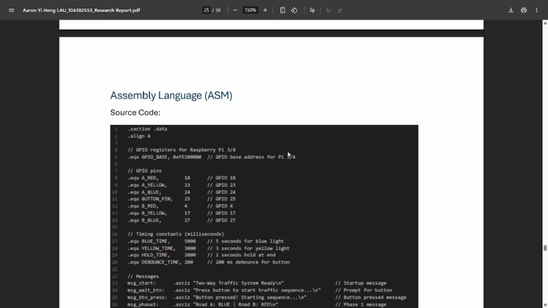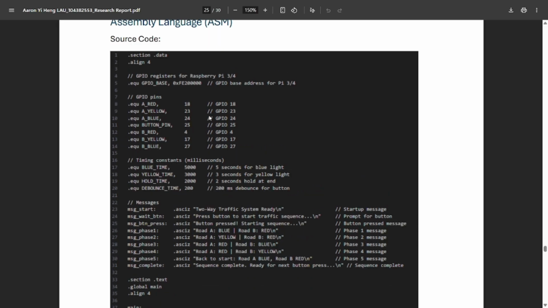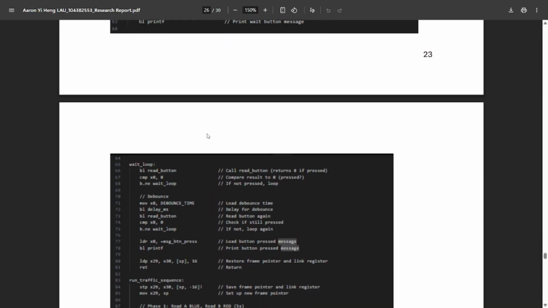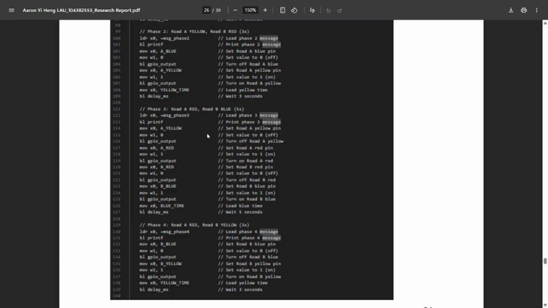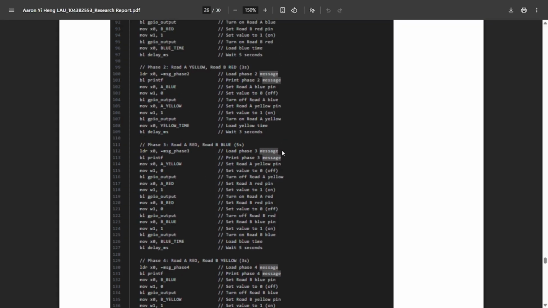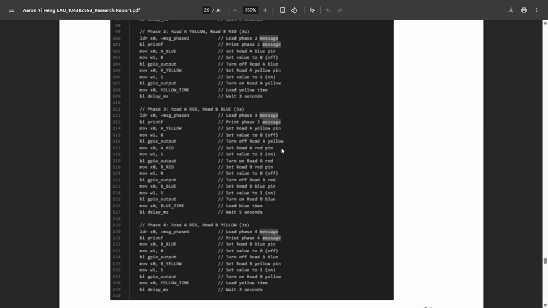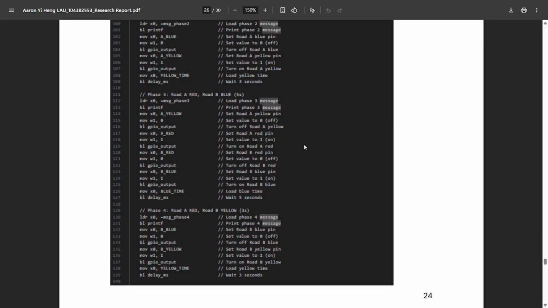In assembly, the same logic requires much more detailed work. I have to manually configure the GPIO pins, manage delay routines, precise timing loops, and handle input at the register level. While the final behavior is identical, the assembly version is significantly more complex to write, but also gives tight control over timing and hardware interaction. This challenge clearly shows how Python simplifies development while assembly provides full low-level control.